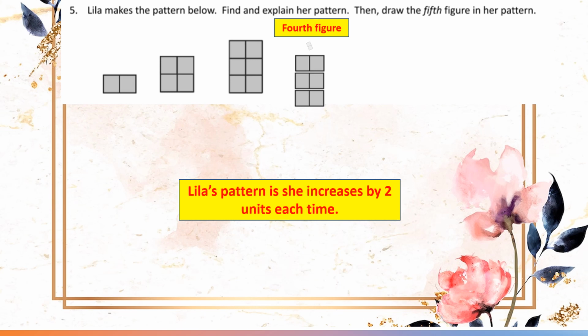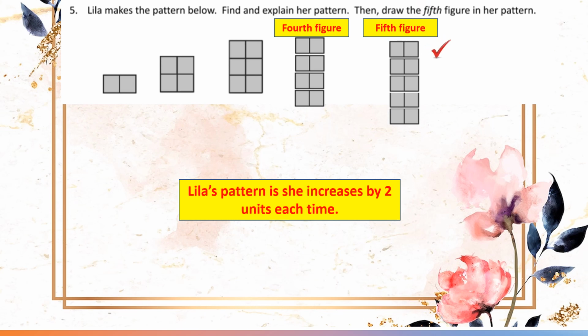Now I'm going to go ahead and work on the 5th figure. Again, it's increasing by 2. So that means that this time I should have 10 units. 2, 4, 6, 8, 10. All right, I've completed the 5th figure. Now, if you need to go ahead and pause the video to make sure that you have the figures drawn correctly, go ahead and do so now.